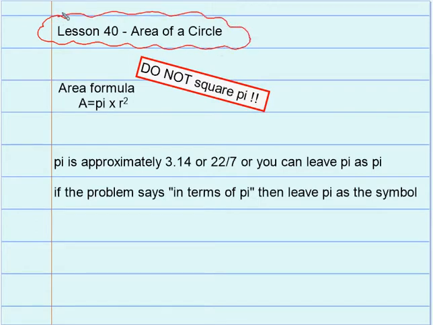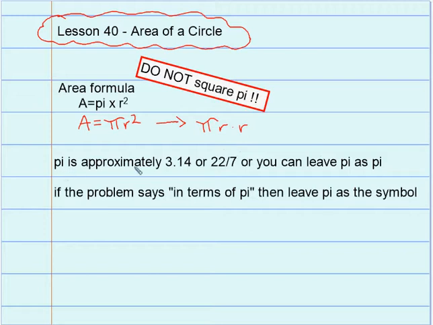Okay, so there's a formula you need to know. The area formula when we're talking about a circle is area equals pi times radius squared. Or it might look like this: pi, the symbol pi, r squared. Now notice, you do not square pi. It's just the radius that is squared. This is the same thing as pi times radius times radius. So you square the radius and then multiply it times pi.